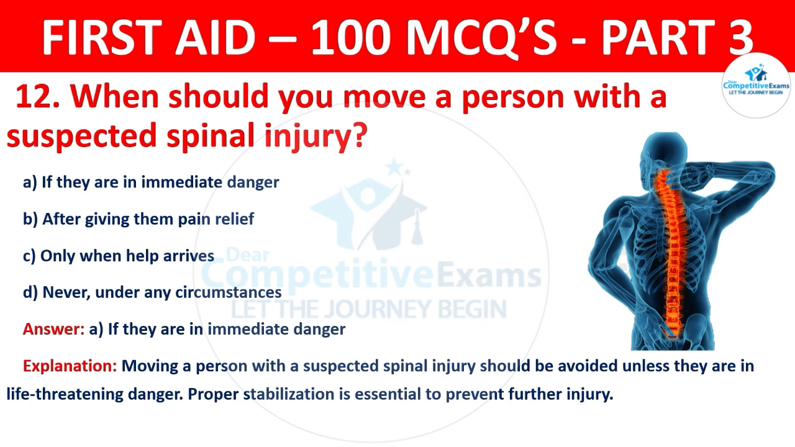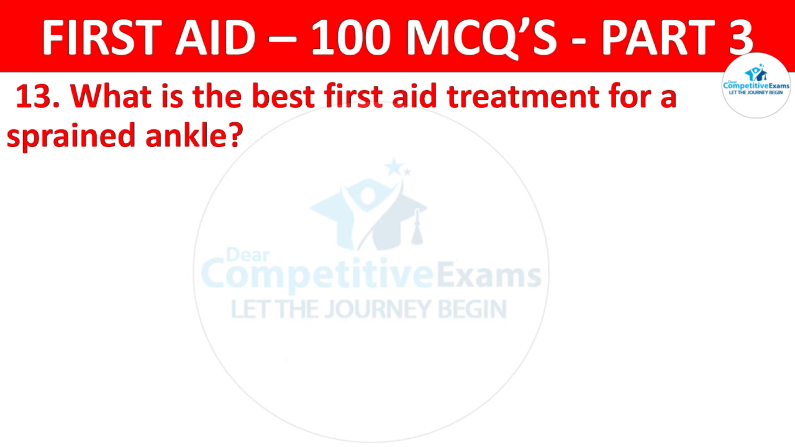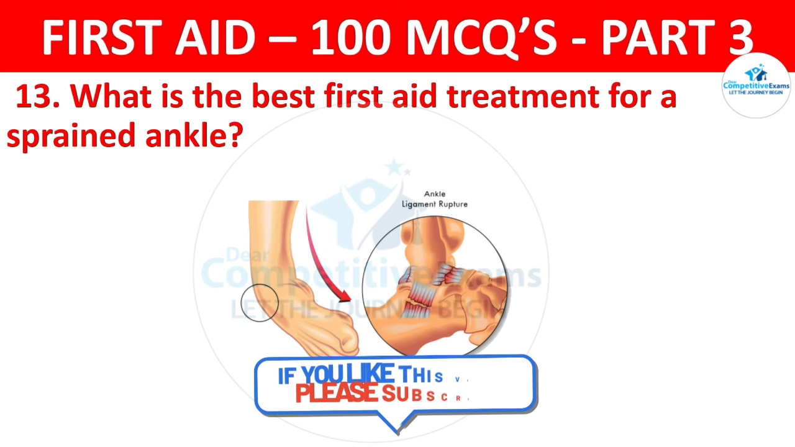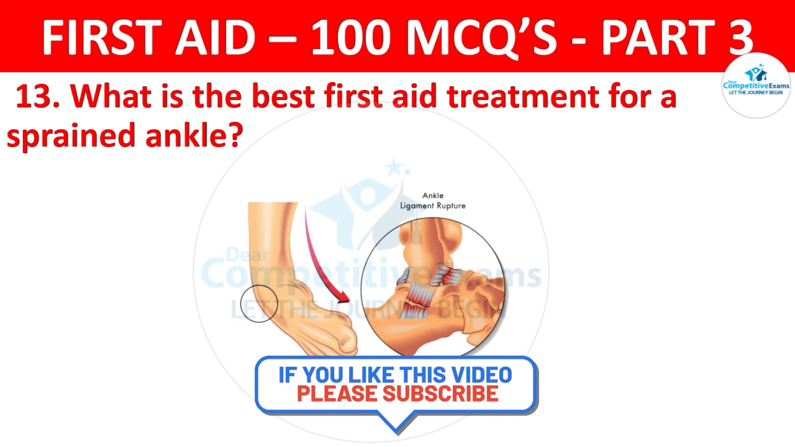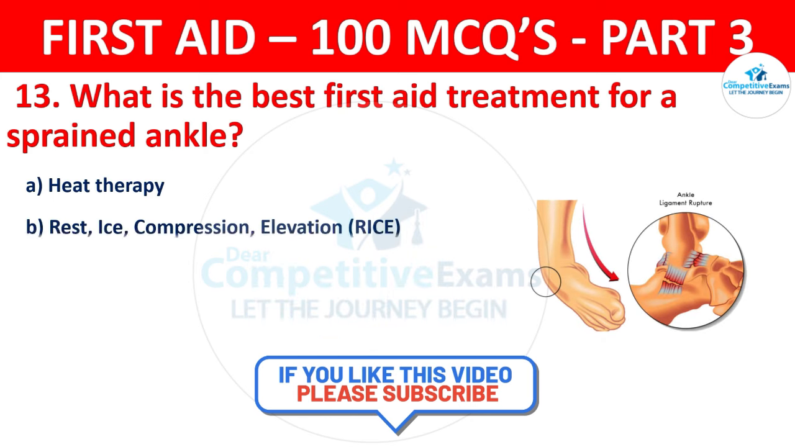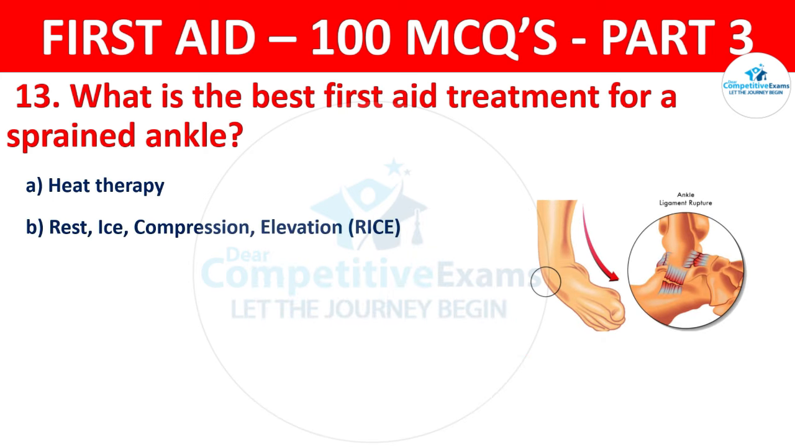Question number 13. What is the best first aid treatment for a sprained ankle? The options are: heat therapy, rest, ice, compression, elevation (RICE), massage, or active movement.